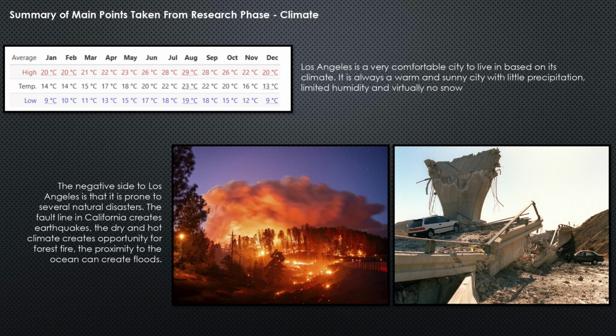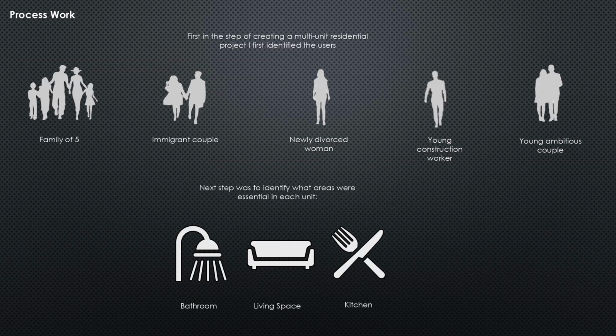With the project taking place in Los Angeles, I wanted to do a deep dive on where I'd be building it. Two of the main things that came up during research of the climate was how comfortable the climate actually is. It's very sunny, not a lot of precipitation, doesn't get very cold, and it stays in a very comfortable temperature. However, the negative side of Los Angeles is it is prone to several different kinds of natural disasters, including earthquakes and forest fires.